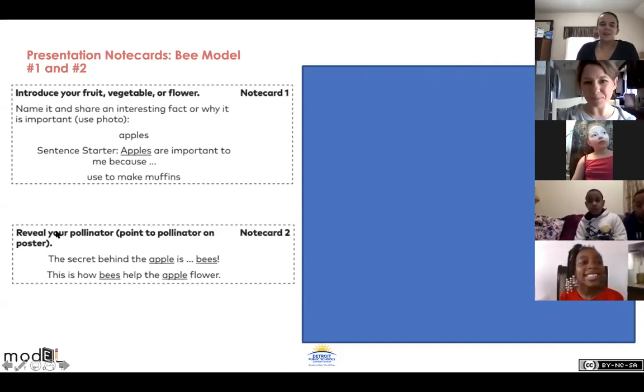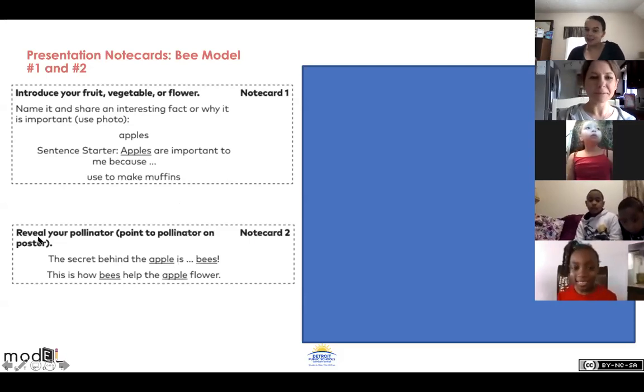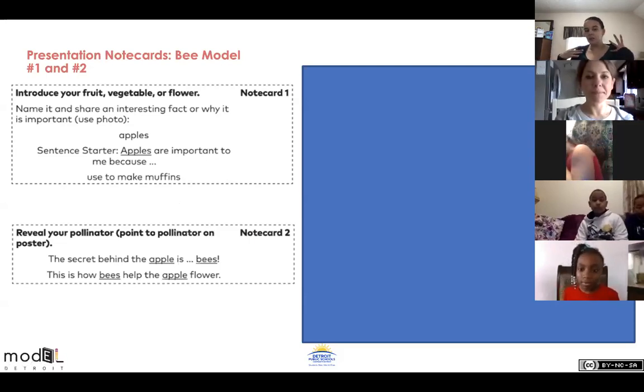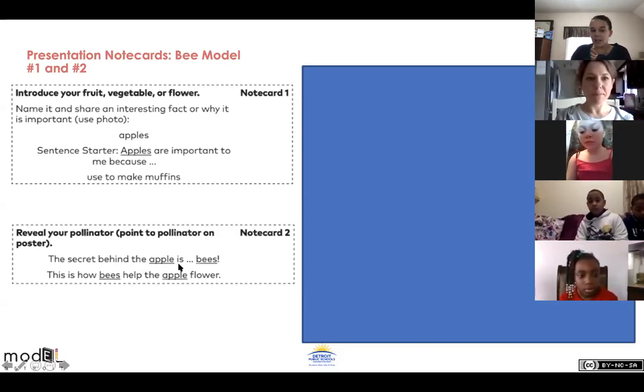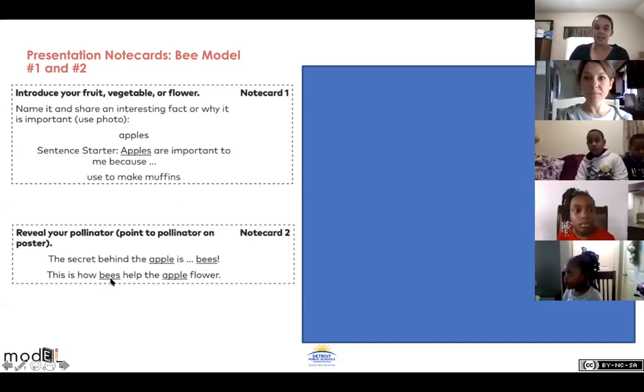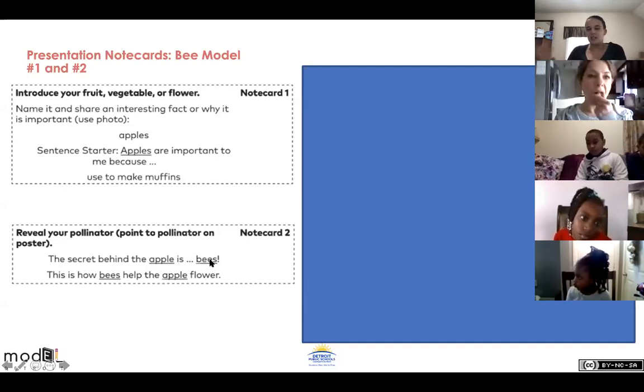The second thing you're going to do is reveal your pollinator. Which pollinator are you talking about? So if I was talking about apples, I might say the secret behind the apple is bees. And then I'll say, this is how bees help the apple flower. And then I'm going to explain what bees do to help apples grow.